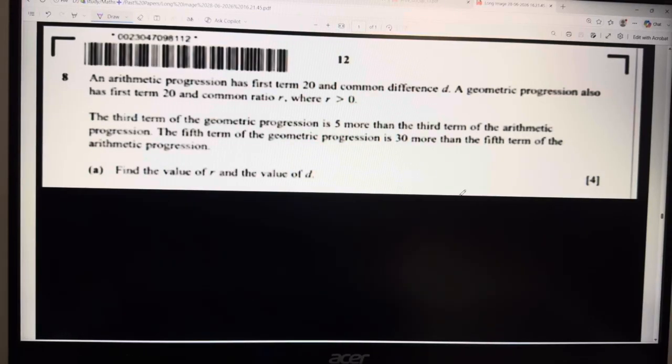Okay, welcome back to the second part of the May June 2026 maths paper. Today, this is the last part, question number 8 till question number 11.